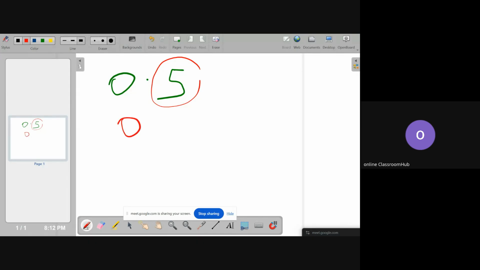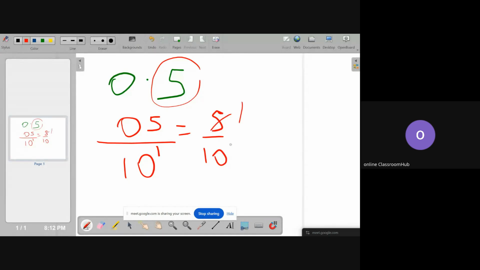So we're going to have 5 all over 10. How many decimal places? 1. So the n here is what? 1. And that will be 5 over 10. So when you simplify it, 5 here 1, 5 here 2. Our final answer will be 1 over 2. So this is how you convert decimal numbers to fractions. Let's take another example.